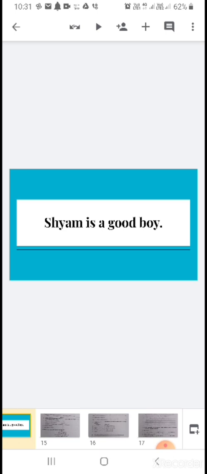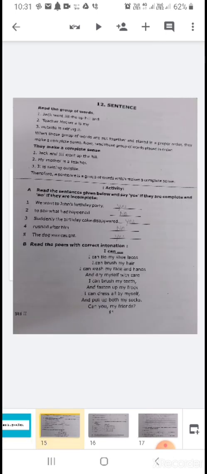Now see in your books, page number 61, read the groups of words. Jack went Jill the uphill and. It doesn't give any sense. Teacher mother is my. It again doesn't give any sense. Next, outside is raining it. It again doesn't give any sense.